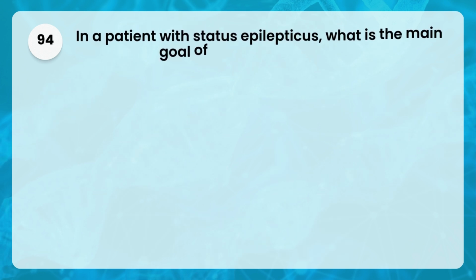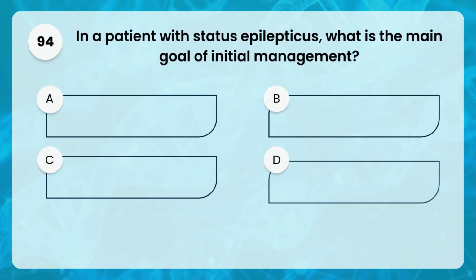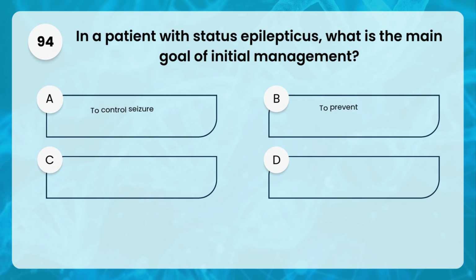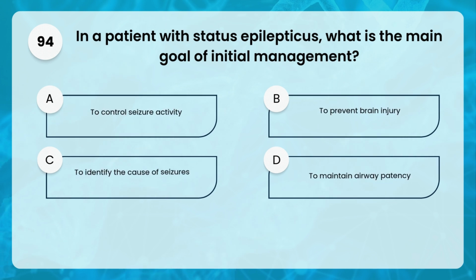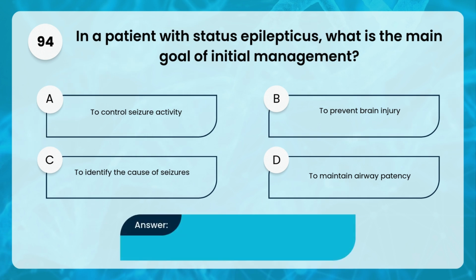Number 94. In a patient with status epilepticus, what is the main goal of initial management? A. To control seizure activity. B. To prevent brain injury. C. To identify the cause of the seizures. Or D. To maintain airway patency. The answer is A. To control seizure activity.